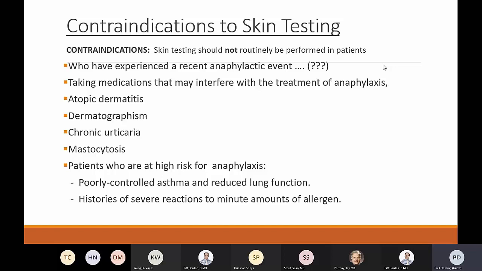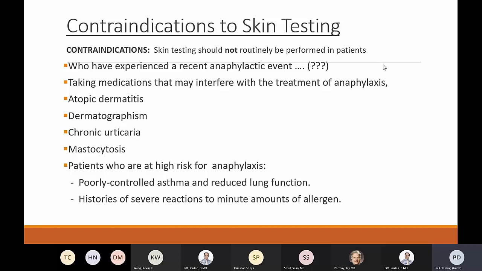Those taking medicines that may interfere with the treatment of anaphylaxis, so things like beta blockers, are of concern. Atopic dermatitis, again, if you have significant atopic dermatitis or significant dermatographism, people with chronic urticaria, if they're having urticaria that's coming and going and is pretty much there most of the time, it'd be really difficult to know for certainty how much is from your skin test and how much is from the chronic urticaria. Someone who has mastocytosis, especially cutaneous mastocytosis, would be of concern as well with doing skin testing.